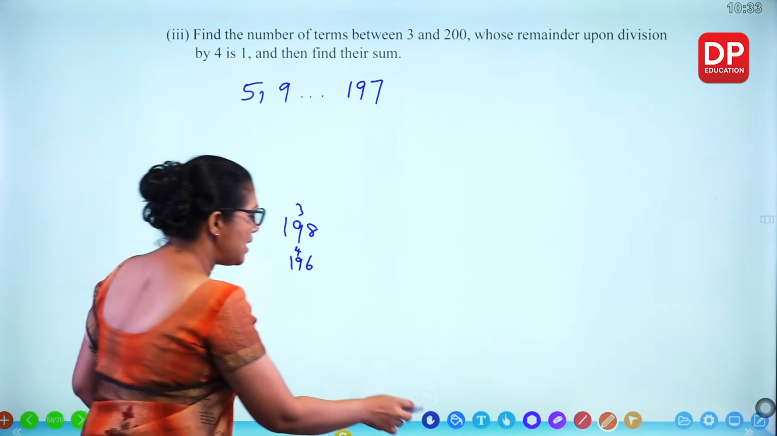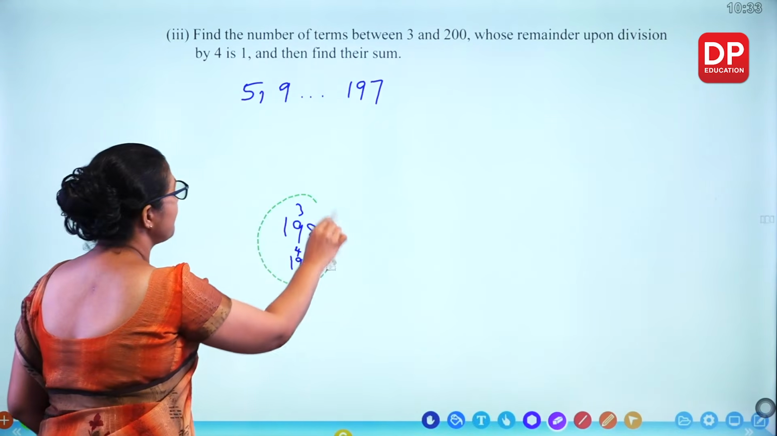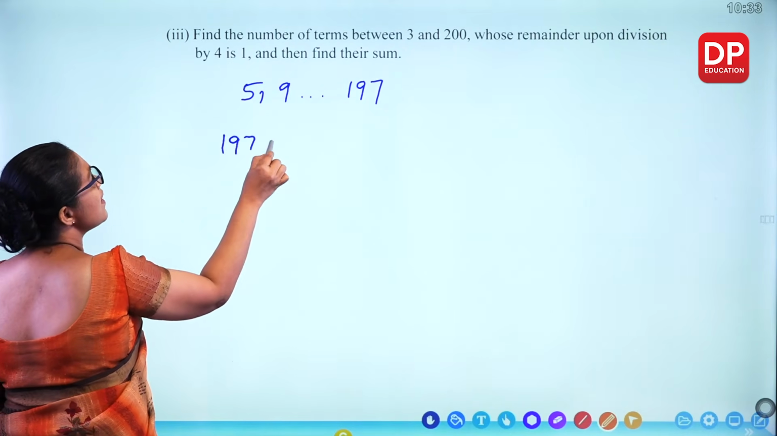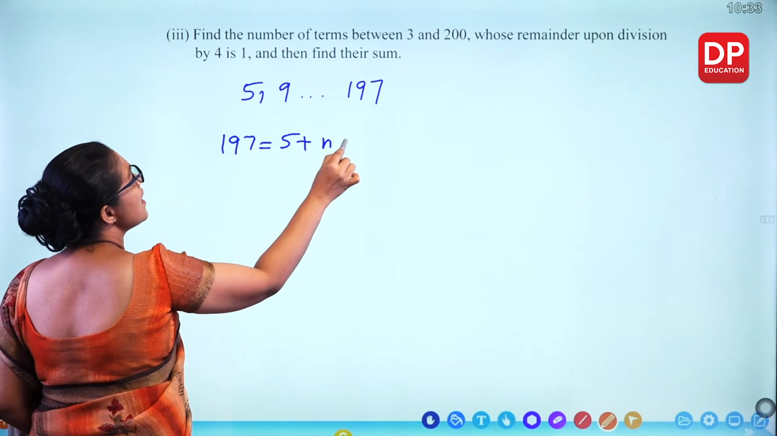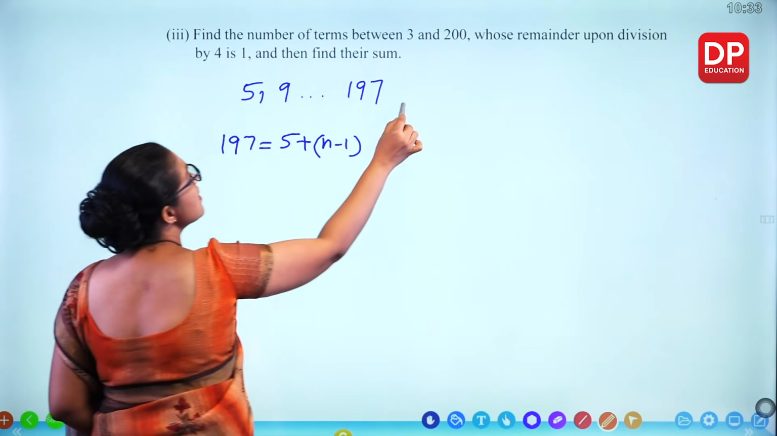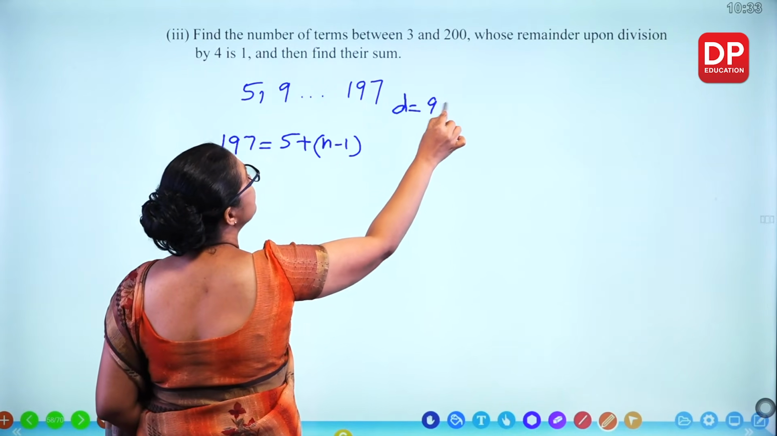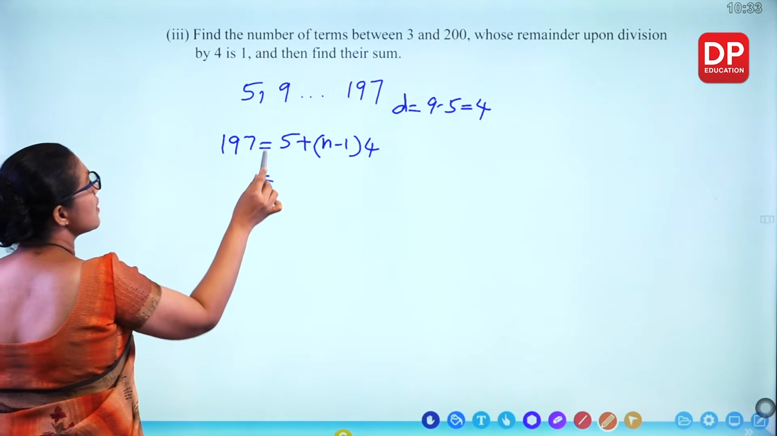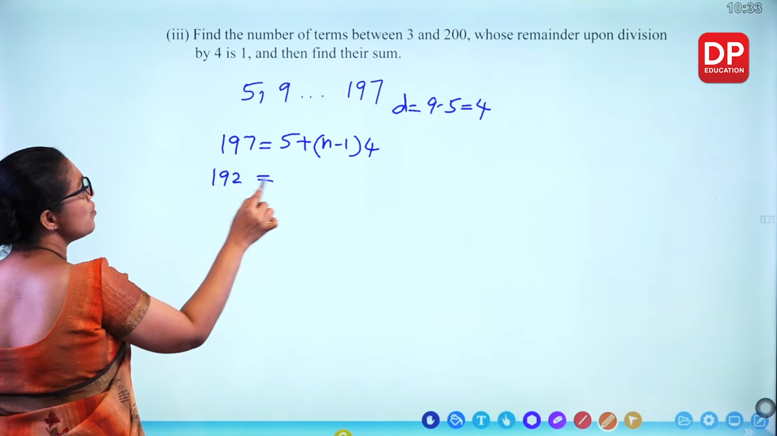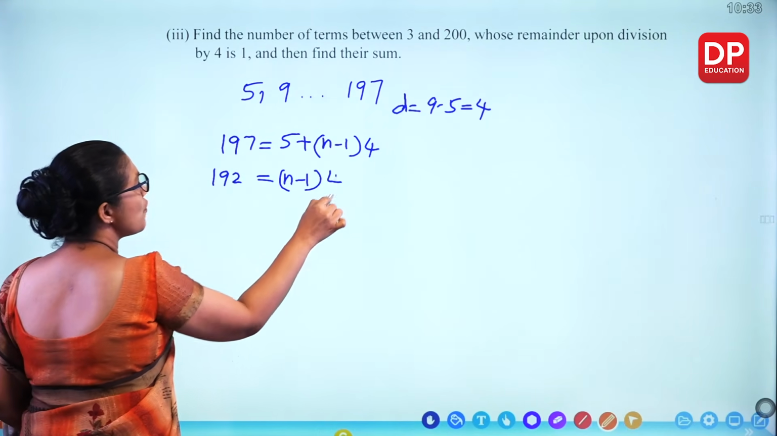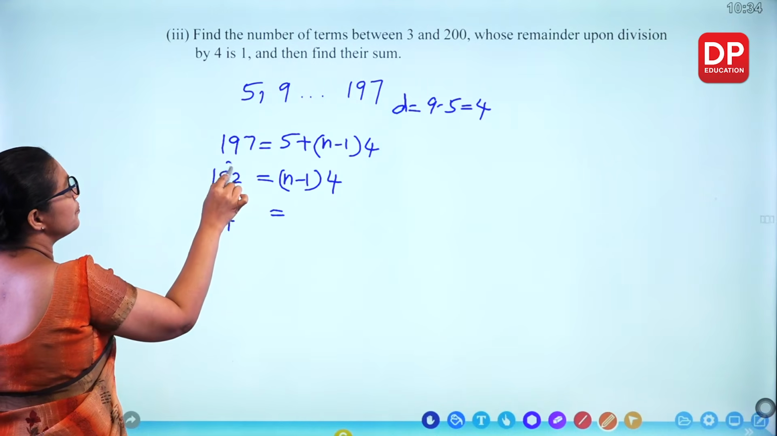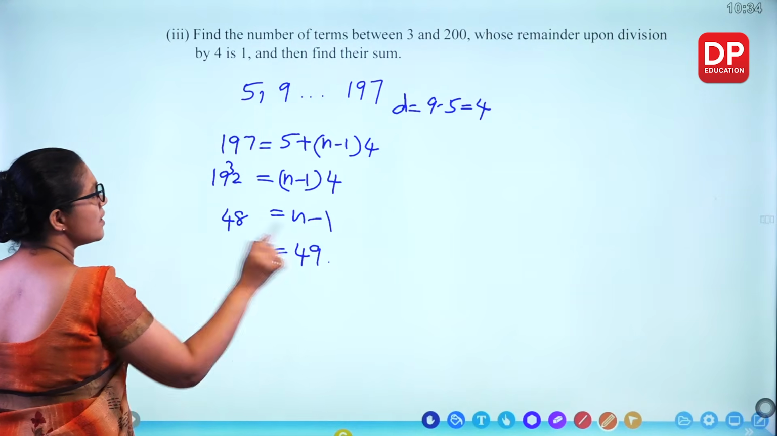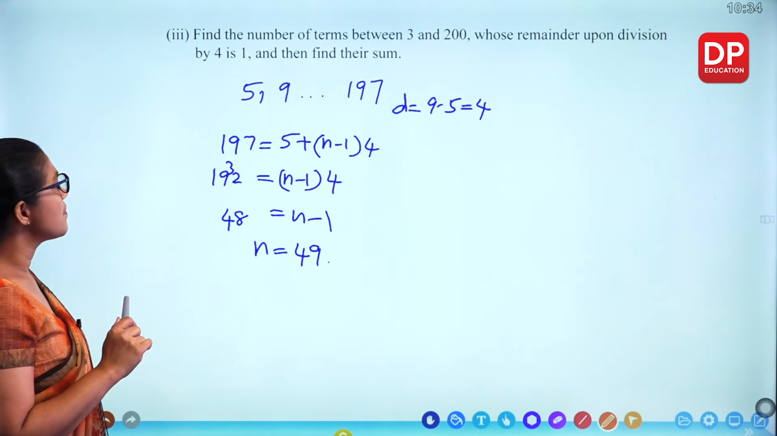Now see how many terms are there. We'll use the formula. 197 is the first term plus (n minus 1) d. d is 9 minus 5, that's 4. Subtract 5, you get 192 is (n minus 1) times 4. Divide by 4, 48 is this, so n equals 49. So there are 49 terms.